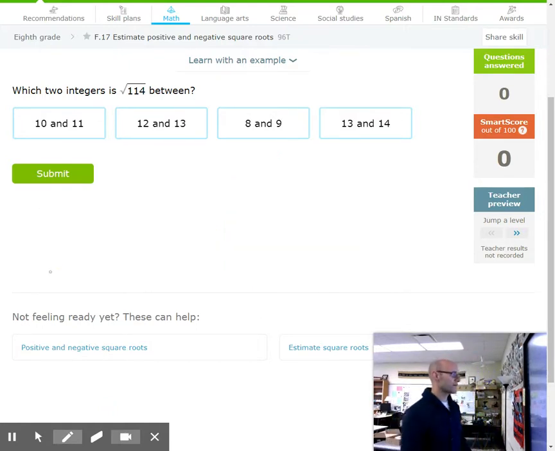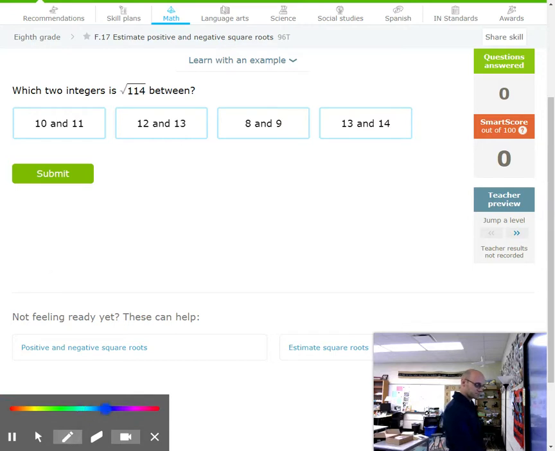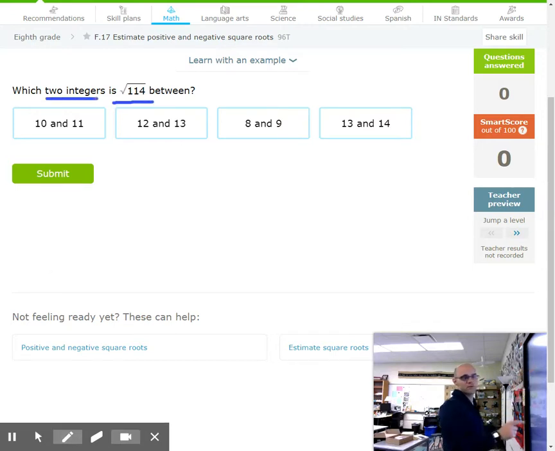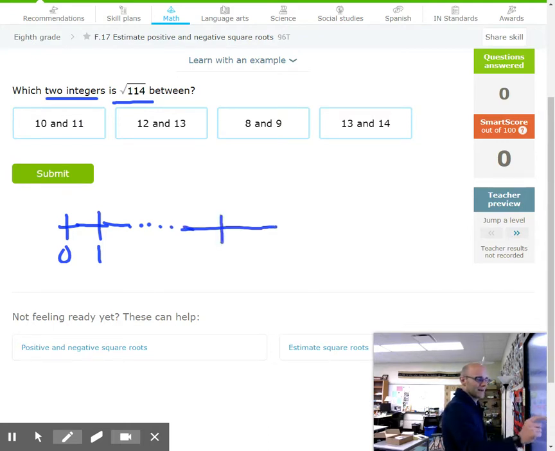In our problem, we have square root of 114. So what two integers is the square root of 114 between? What we probably want to do is think of numbers that are close to this. So I'm going to think of the number line. Okay, 0, 1. Okay, skip a whole bunch of numbers. We're not getting close enough. I'm thinking of numbers like 10. Square root of 100 is 10. That's pretty close to 114.